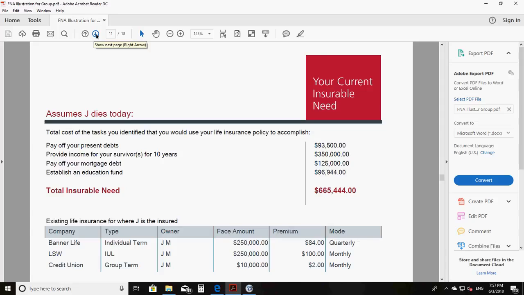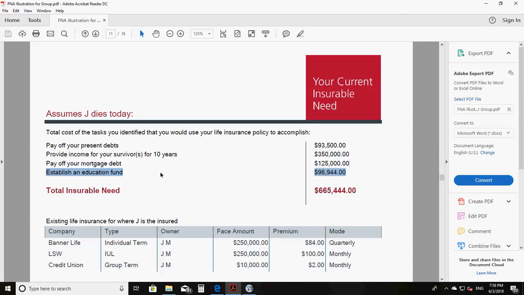So let's talk about the current insurable need breakdown. What you're going to find in household debts, 93.5. You're going to see that in both spouse analysis. That's because the software is not going to be able to identify if the debt dies with the debtor. So the household debts will be listed. Of course, the mortgage would be the same on both A and B. Same thing with establishing an education fund for the kids.